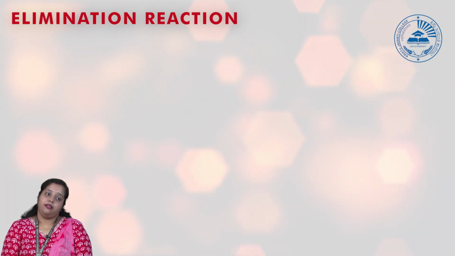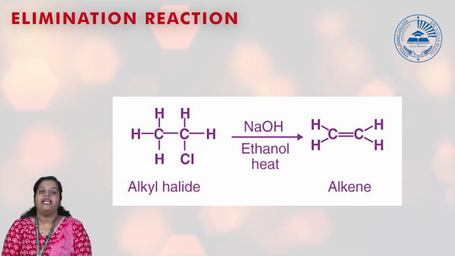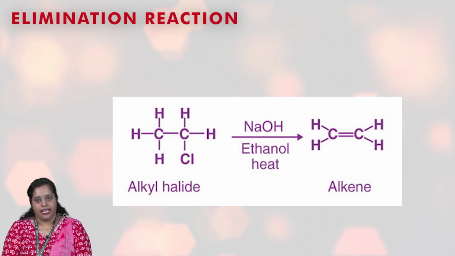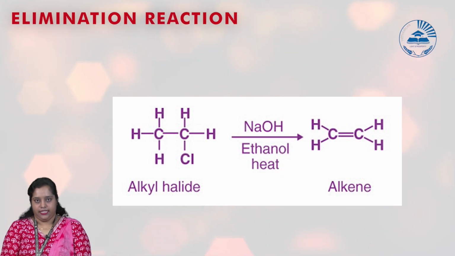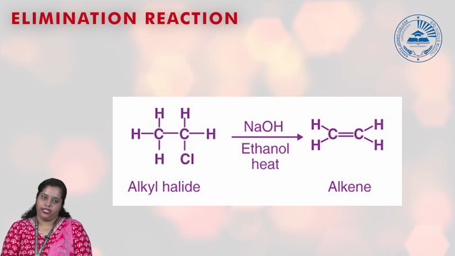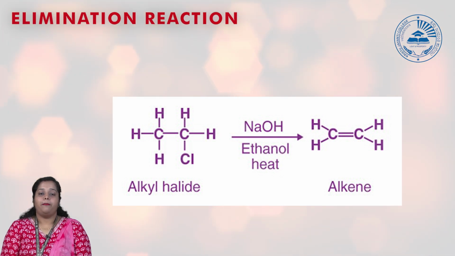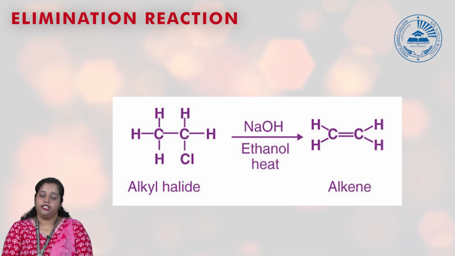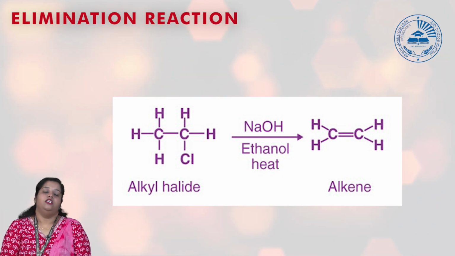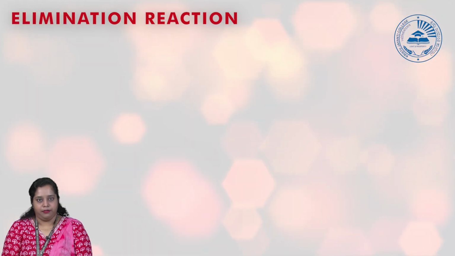Next example for elimination reaction is when ethanol gets dehydrated to give ethene by heating it up with excess of sulfuric acid at around 170 degrees centigrade. Now here, instead of sulfuric acid, we can also use phosphoric acid. So here, as you can see, CH3CH2OH will form alkene, that is CH2=CH2 ethene, and water will come out. So this is a clear example for elimination reaction, where water gets eliminated.